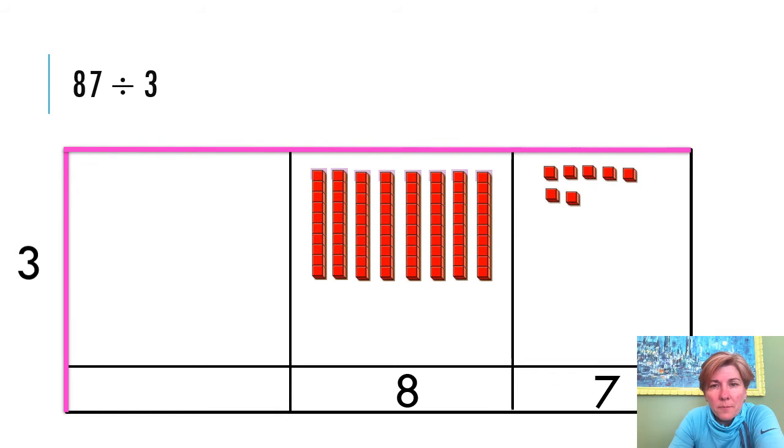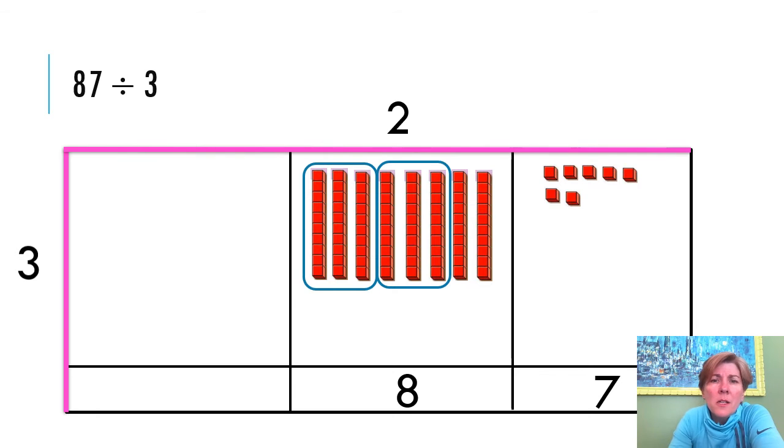So 8 tens and 7 ones. Okay, then I have to look at my 8 tens and say, how could I group those into 3s because I'm dividing by 3? So I can put 6 of them into 2 groups of 3. So I'm going to write that 2 at the top there. And then I have these 2 tens left over. So I can't group those into a group of 3. So what I'm going to have to do is pull them back into the previous compartment.